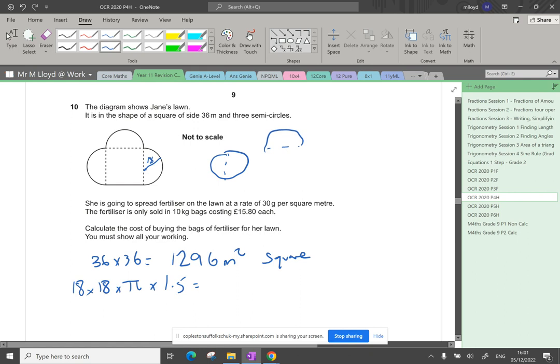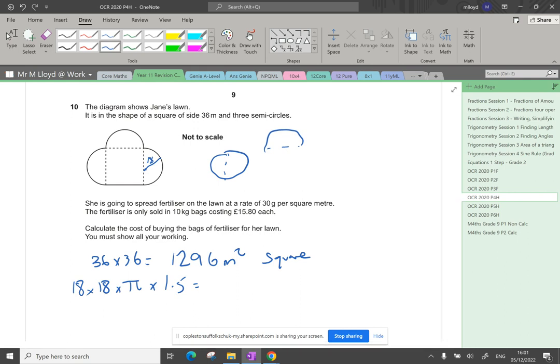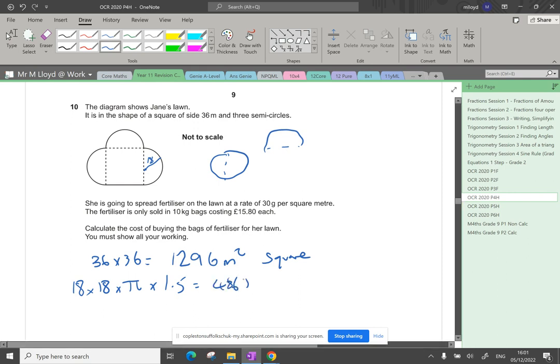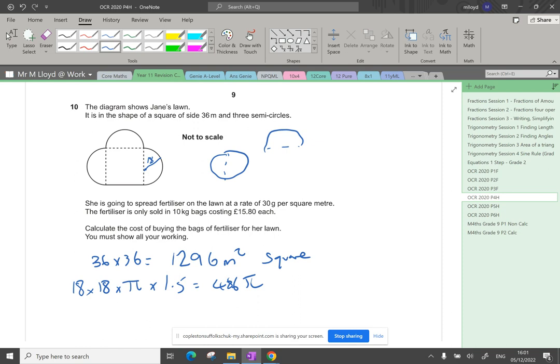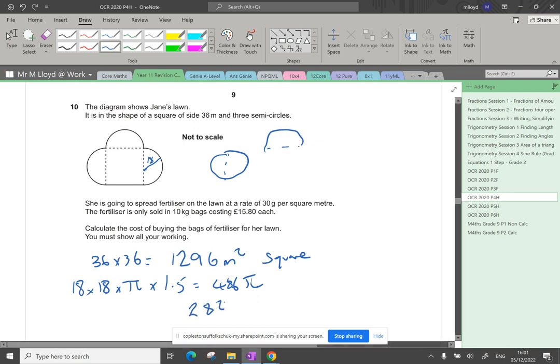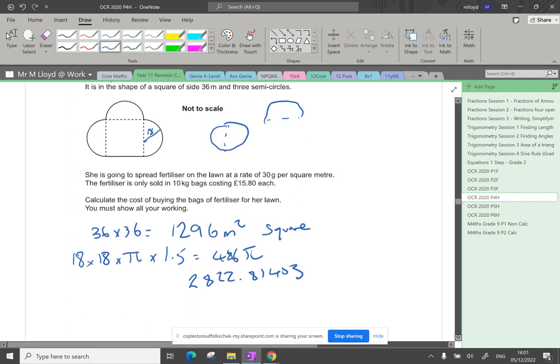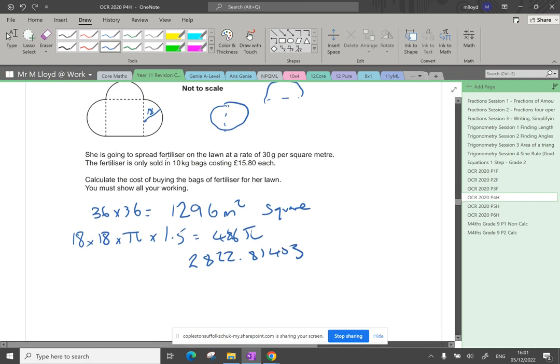So that's going to be 486 pi. And then we add them together. Plus 1,296. And that is 2822.81403. Okay. She's going to spread fertilizer on the lawn at a rate of 30 grams per square meter.